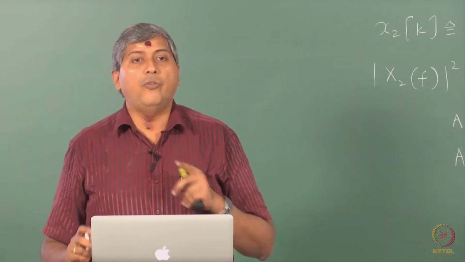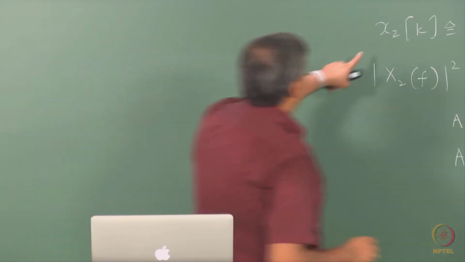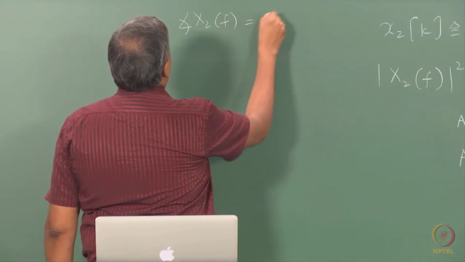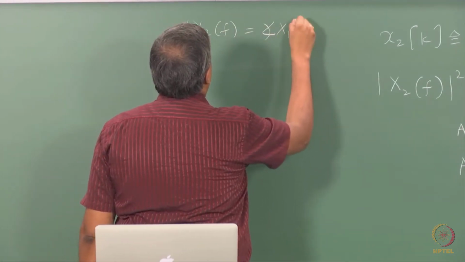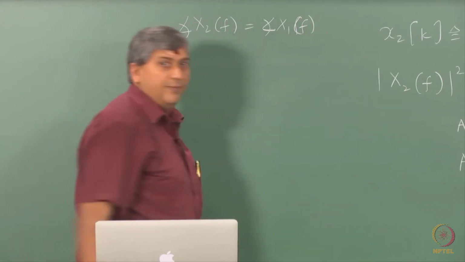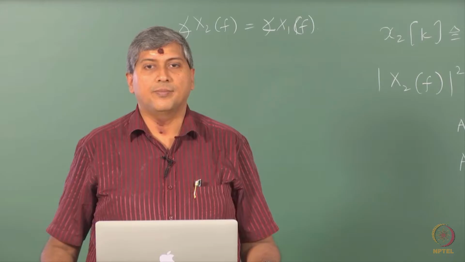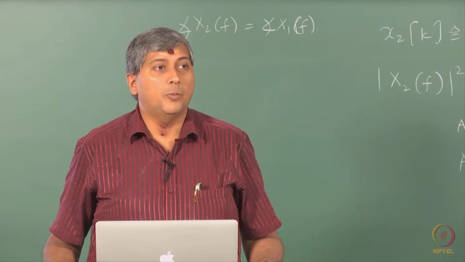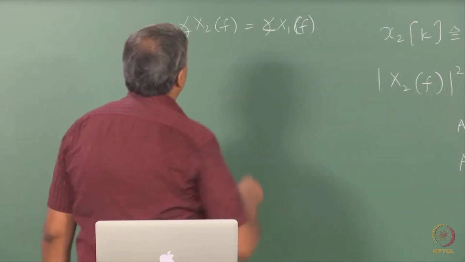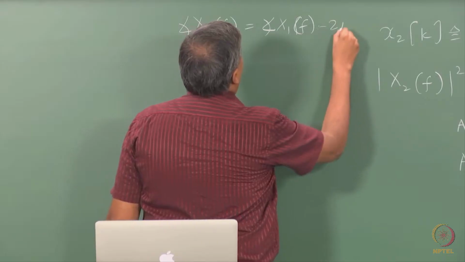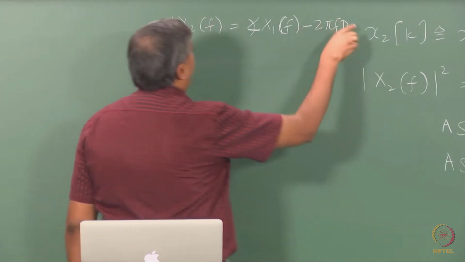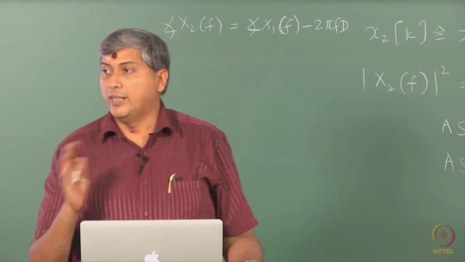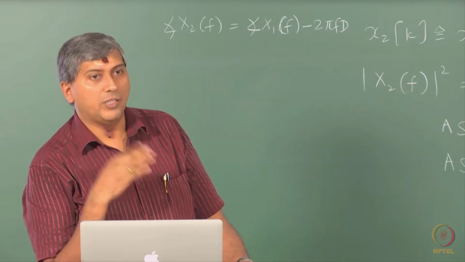On the other hand, the phase of X2(f) differs from the phase of X1(f) by how much? Two pi? Very good. So, it differs by 2 pi f d. Typically, if you assume d to be a positive quantity, then that is the phase difference between the delayed version and the original signal.